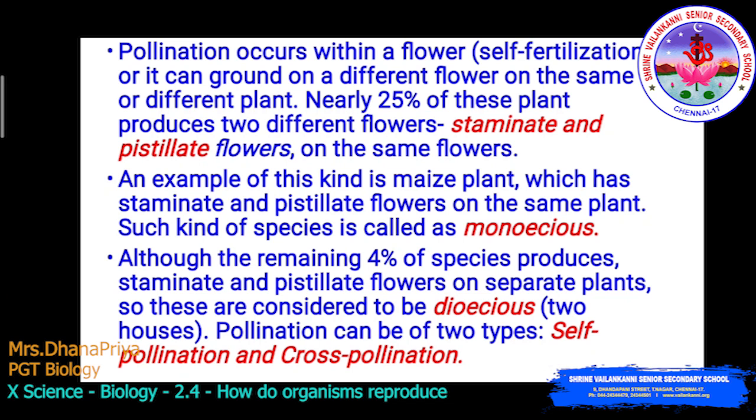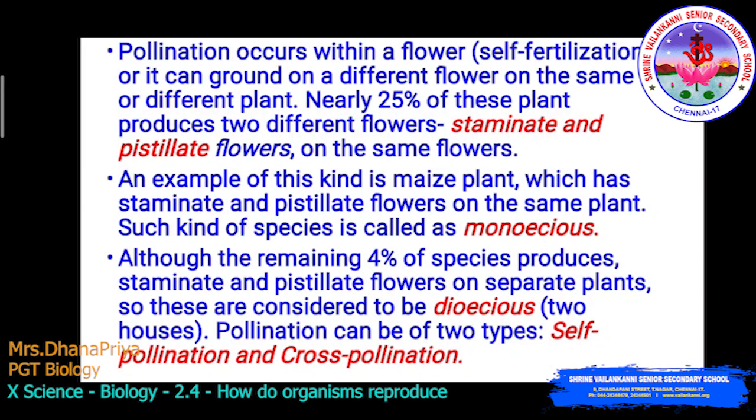Mono means a single plant which bears both sex organs, the androecium part and the gynoecium part, so it is called monoecious. The remaining 4% of species produce staminate and pistillate flowers on separate plants. So there will be a male plant and a female plant separately, with the male flower and female flower also separate. These are considered dioecious, that is, two houses, two plants.